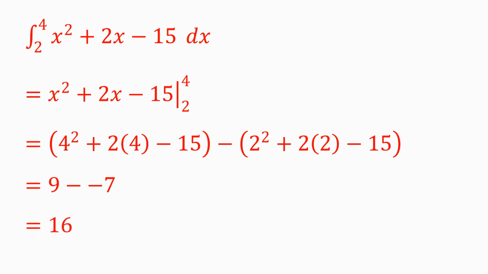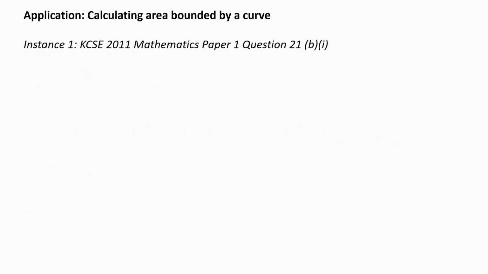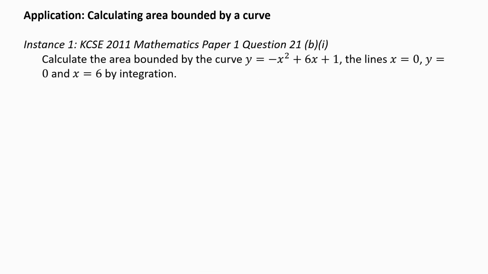So this example is more applicable in computing area by integration, and there have been instances in the KCSE papers, like I'm going to list below. Instance 1 is in KCSE 2011 Mathematics Paper 1, Question 21, Part B2, where you are supposed to calculate the area bounded by the curve y is equal to negative x squared plus 6x plus 1, and the lines x is equal to 0, y is equal to 0, and x is equal to 6 by integration.